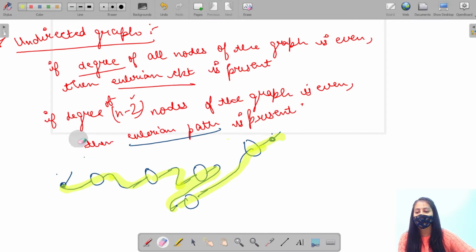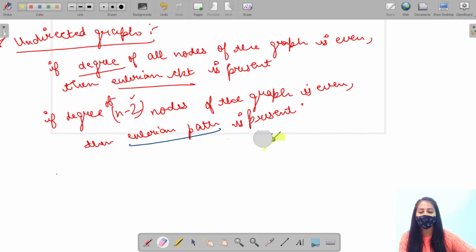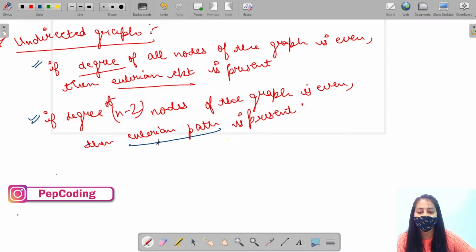So what is the condition? The condition is that the degree of n minus 2 nodes must be even, and the degree of 2 nodes must be odd, right? So if an Eulerian circuit is present in a graph, then an Eulerian path must be present in that graph. But there is a special condition: if n minus 2 nodes of the graph have even degree and two nodes have odd degree, then an Eulerian path is present.